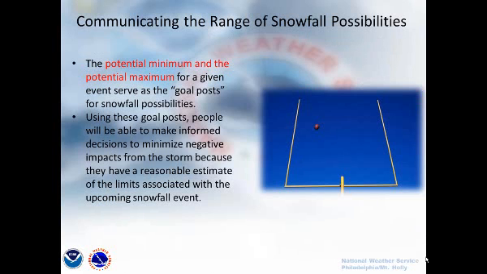Now, why are we doing this? The potential minimum and the potential maximum snowfall maps that I just talked about provide the endposts or goalposts for snowfall possibilities. Using these goalposts, people will be able to make informed decisions to minimize negative impacts from the storm, because now you will have a reasonable estimate of the limits associated with the upcoming snowfall event. You'll no longer be left guessing as to how much snow could possibly fall from this storm or how little could fall from it. Those values will now be provided to you in these maps.